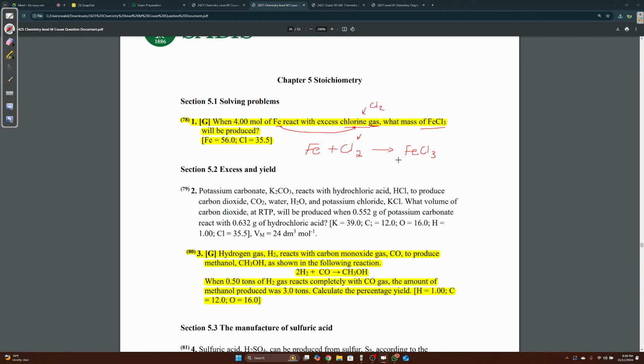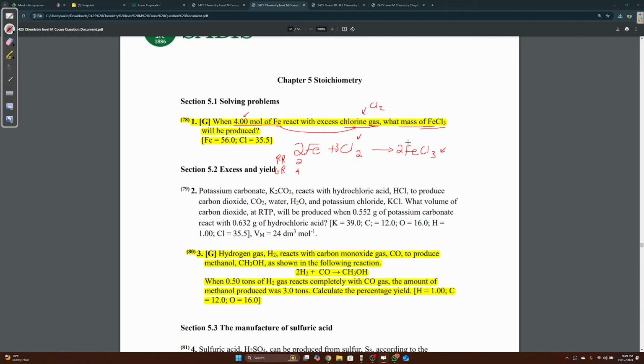Obviously you need to balance this, so put a 3 here and a 2 here. Now since you have 2 irons here, you need to put a 2 here. You have 4 moles of Fe, so we're going to use RR and GR. Those of you who are familiar with my channel, you use RR and GR for all of these exercises. So 2 here, and how much do we have given? 4. What are we looking at? The mass of FeCl3.